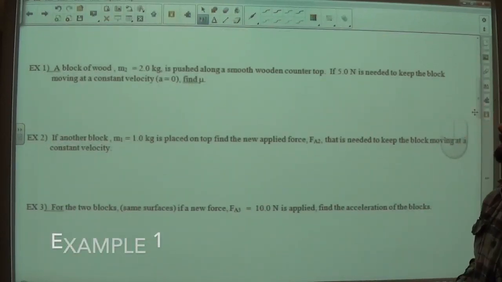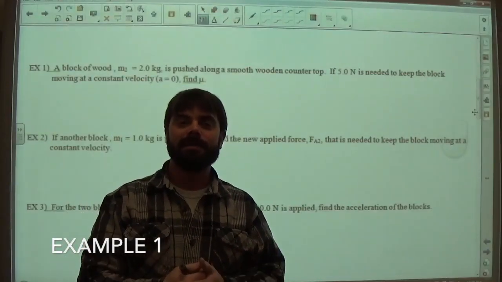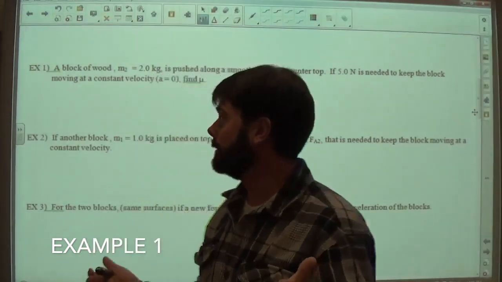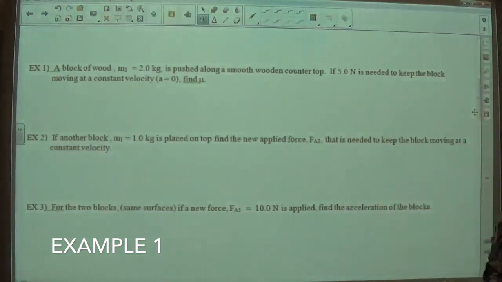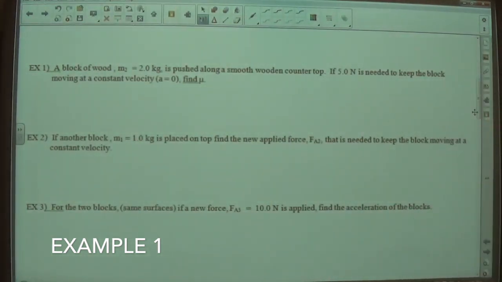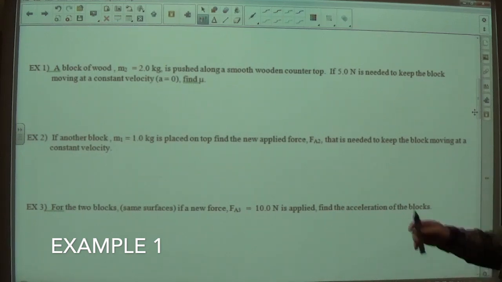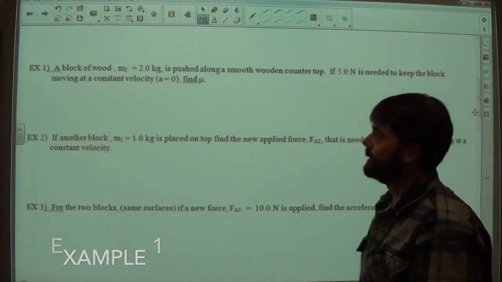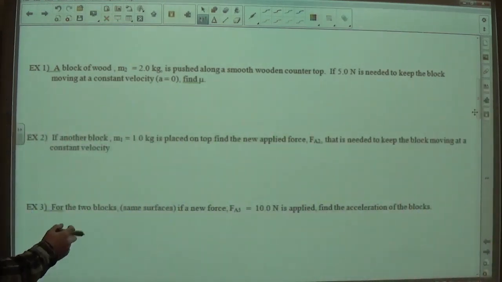So here's example number 1. Always follow the steps that you need here. You always got to list your variables, list the equation, and then solve. So we're going to do the exact same thing here. They tell us a block of wood has a mass of 2 kilograms. It's being pushed along a smooth wooden countertop. It says if 5 newtons of force is needed to keep the block moving at a constant velocity, please find mu. Okay, so let's see what they give us.